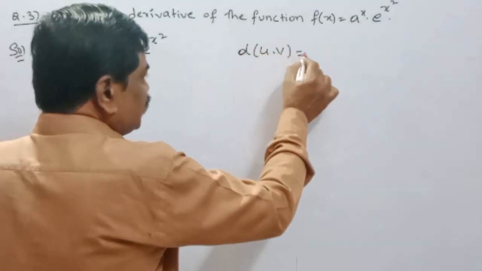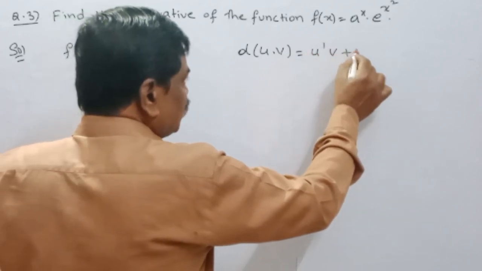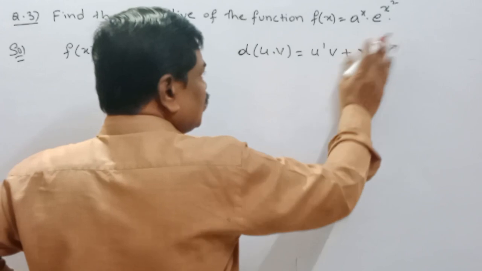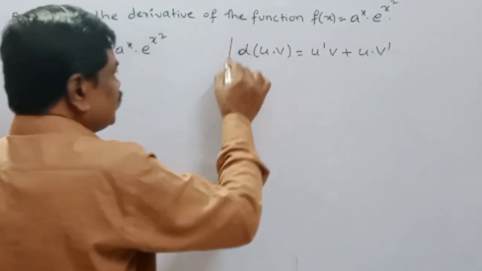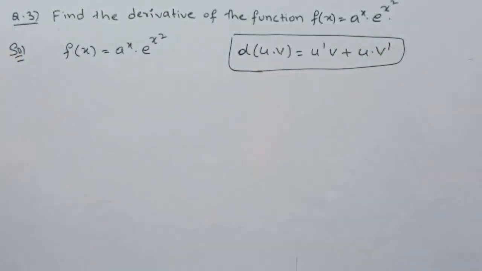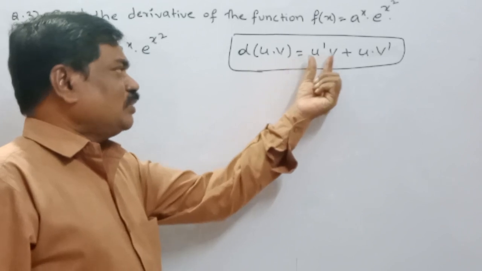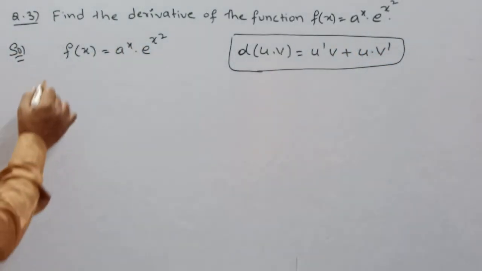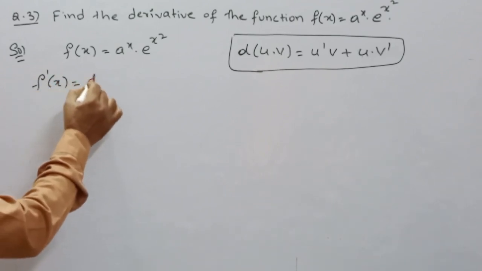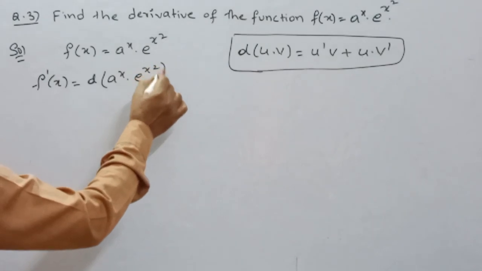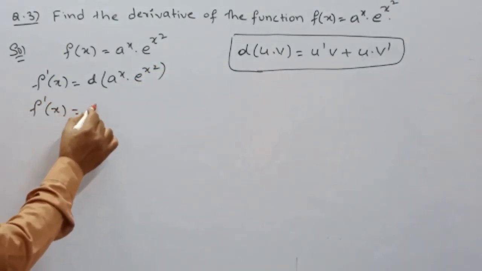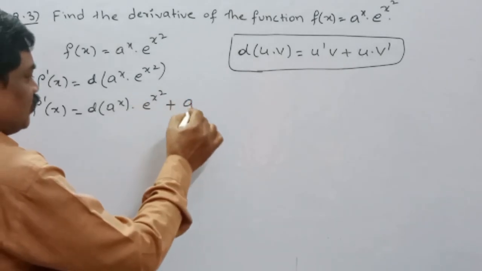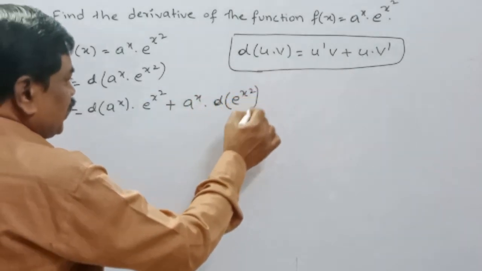The derivative of u into v is equal to u dash v plus u into v dash. This is the formula for the u into v method: derivative of the first function times the second function constant, plus the first function constant times the derivative of the second function. So here f dash of x is equal to derivative of a power x into e power x square, plus a power x as constant, derivative of e power x square.